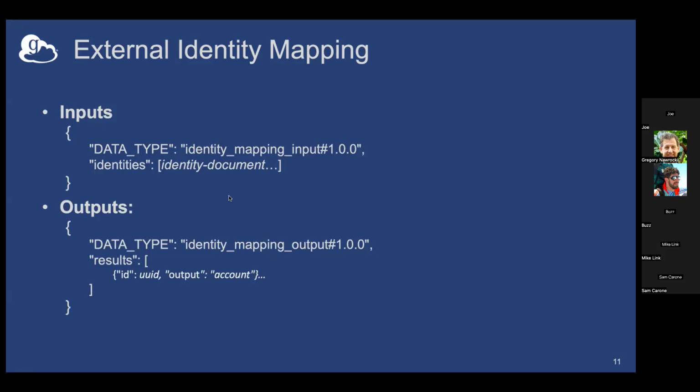So the input and output documents are very simple. The input contains a list of the identity documents, which are the literal JSON documents that we looked at back in slide 4. Contains the username, ID, provider, email address, name, etc. The output is just a list of those IDs mapped to accounts, and each ID can map to multiple accounts or 0 accounts, and it's all dependent on your mapping algorithm.